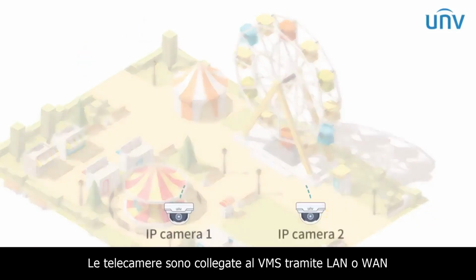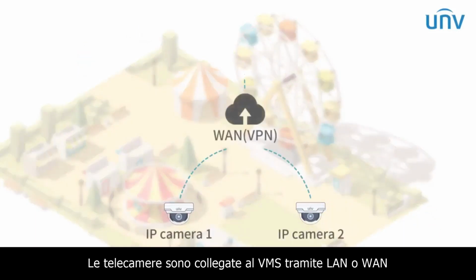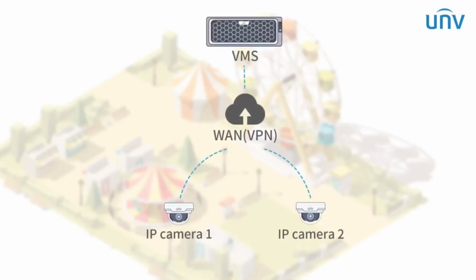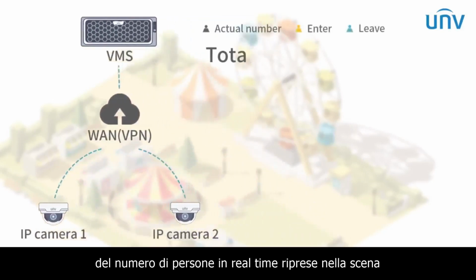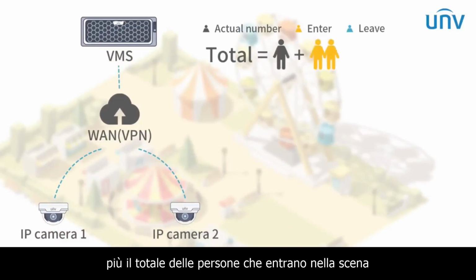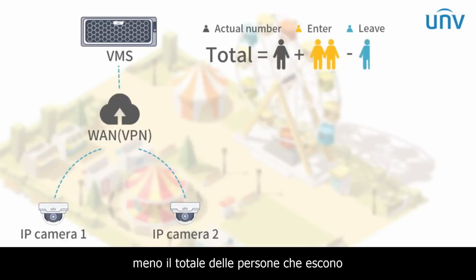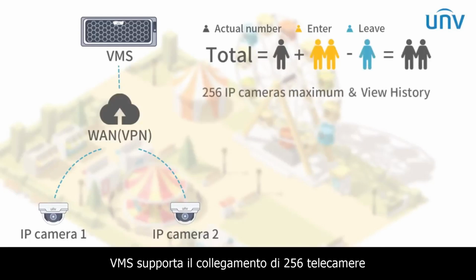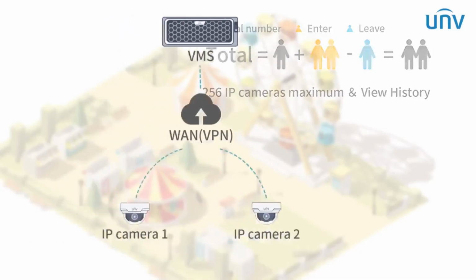IP cameras are connected to VMS through LAN or WAN, transmitting the recorded data to VMS for unified analysis and management. The real-time number of people in the scenic spot can be calculated by adding the current total number of people in the scenic spot to the total number of people entering and subtracting the total number of people leaving. VMS can support up to 256 IP camera connections and support viewing historical records.